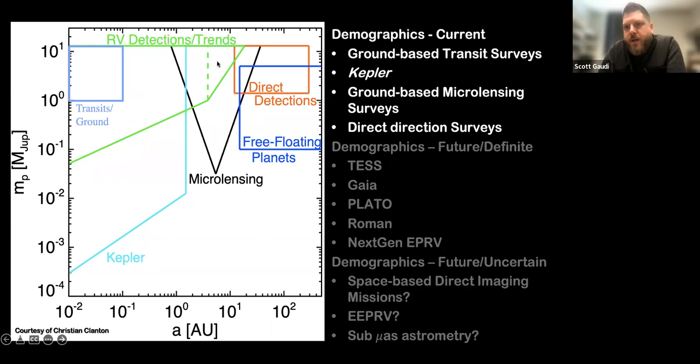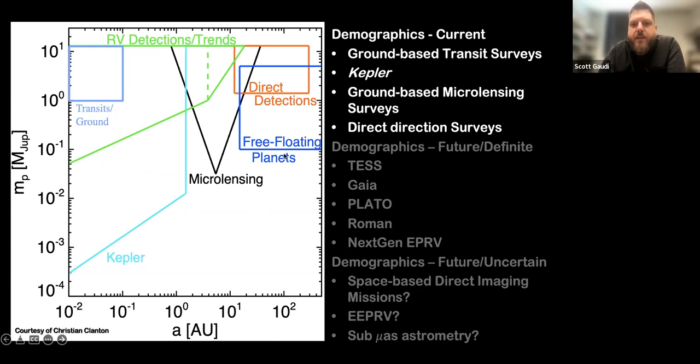So again, not surprisingly, sensitive to close massive planets. This is roughly the region of Kepler. This down here is set by the signal-to-noise requirement for a typical star in Kepler, and this is just the requirement for 3 transits. This is very roughly what we have from ground-based microlensing surveys. It can go down a little bit lower with the current MOA and KMTNet surveys.